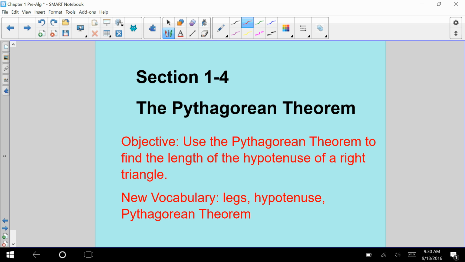Section 1-4, the Pythagorean Theorem. Our objective today is to use the Pythagorean Theorem to find the length of the hypotenuse of a right triangle. Our new vocabulary are legs, hypotenuse, and Pythagorean Theorem.